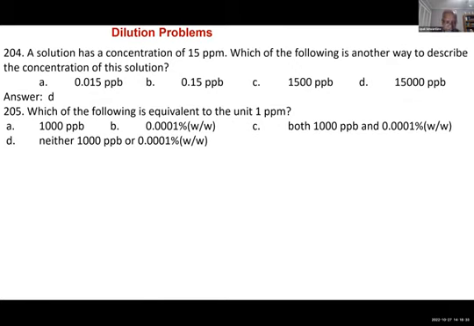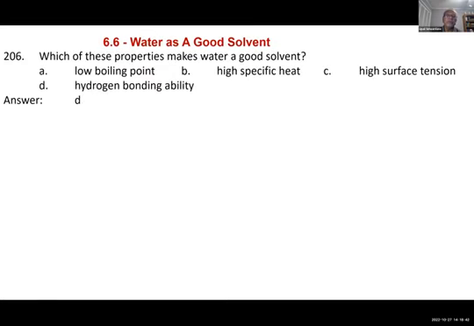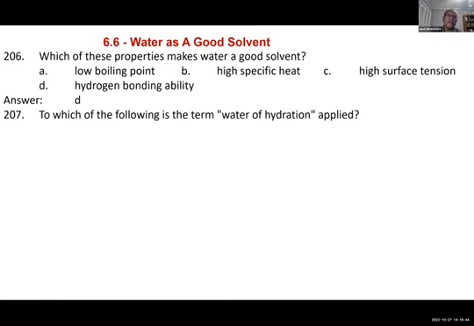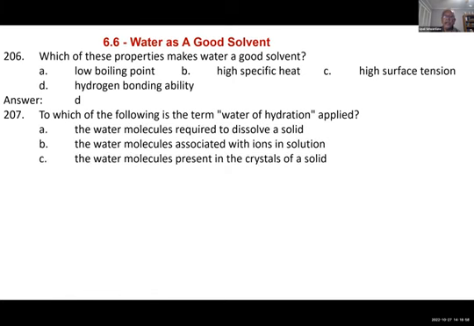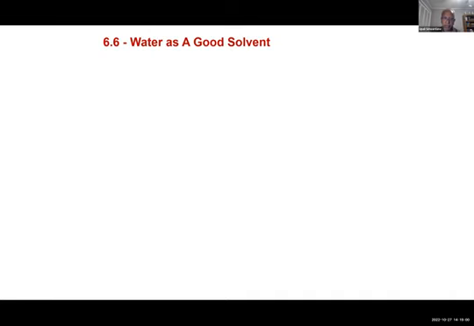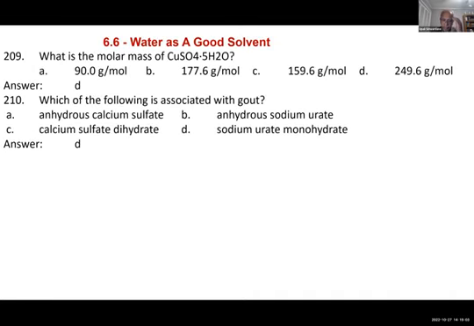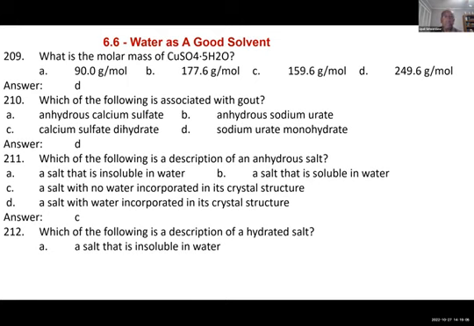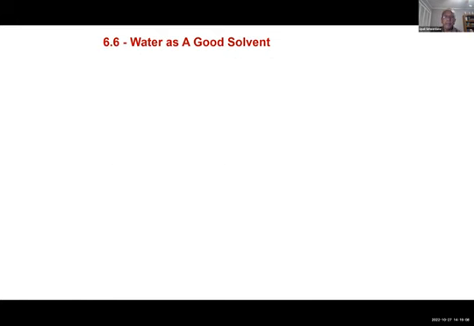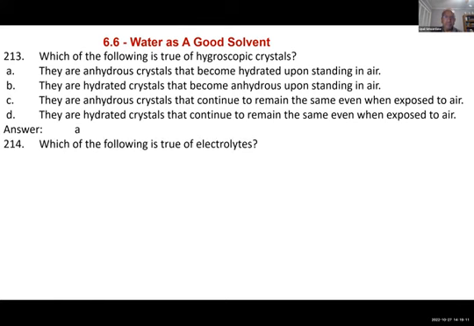We are not going to ask questions about ppm and ppb, except the definition, no calculations. Water is a good solvent because it has hydrogen bonding capability. Because of that, it has high specific heat, high boiling point, and high surface tension. Hydration applies to solids. We are not talking too much about solids, so don't worry about solids and crystals.